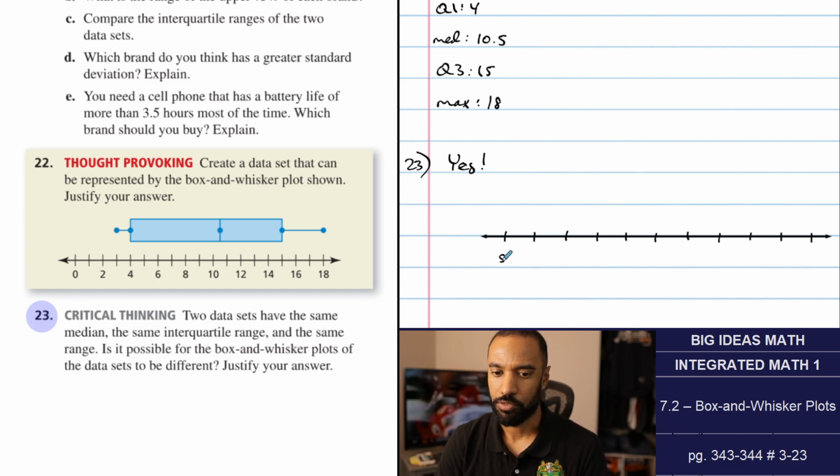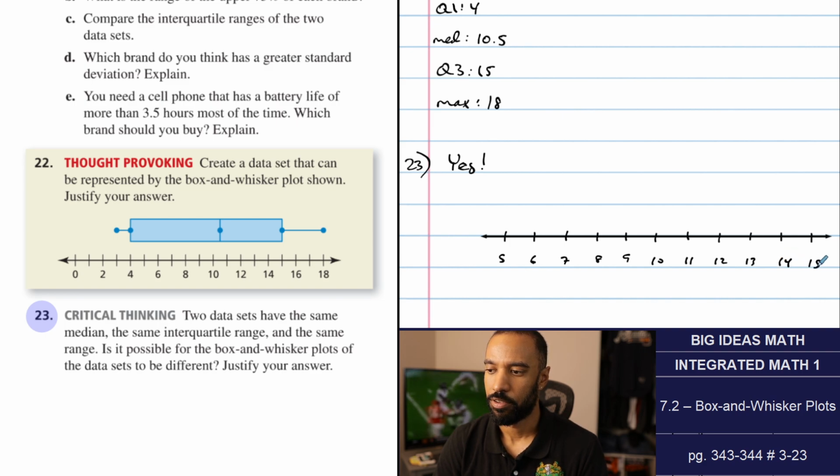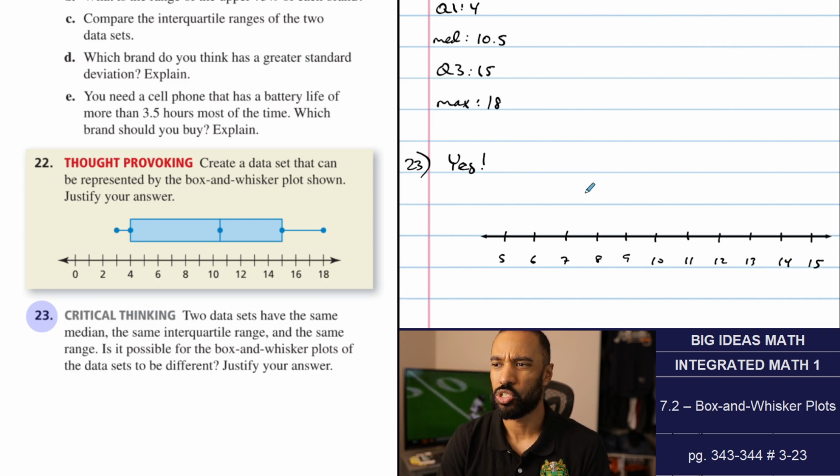Let's just do, this is 5, 6, 7, 8, 9, 10, 11, 12, 13, 14, 15. I want to make each range, let's say, be 6. Let's go from 5 to 11 on this guy. Their IQRs need to be the same. Their medians need to be the same. I'm going to construct a median of 9. An IQR here from 7 to 10. So here's going to be one of them.